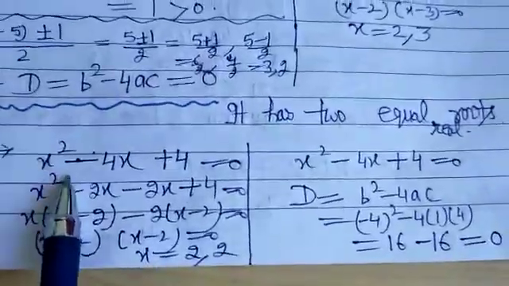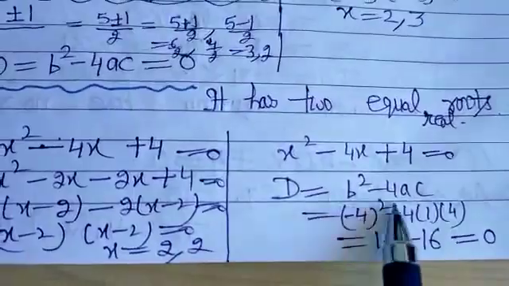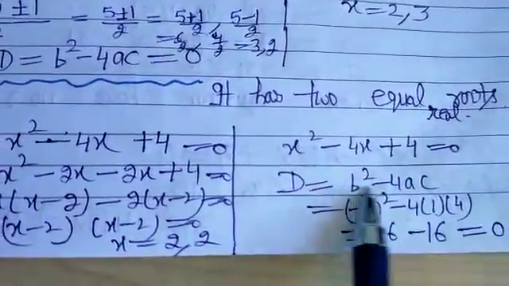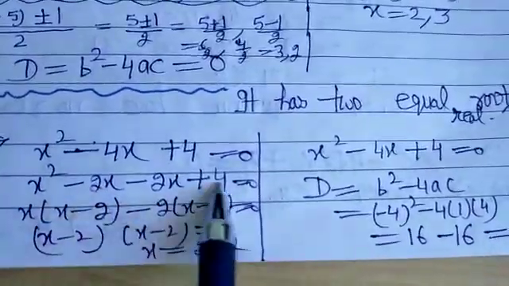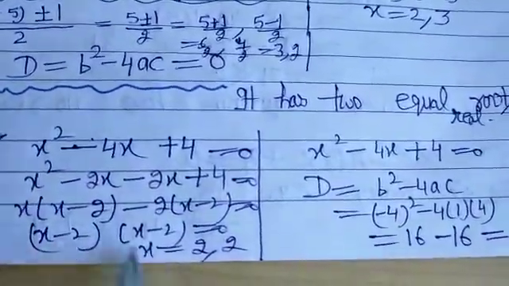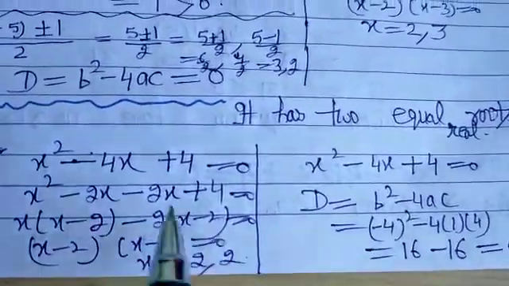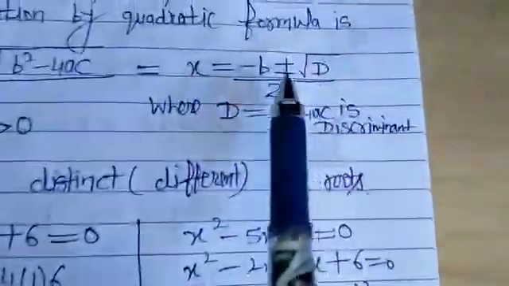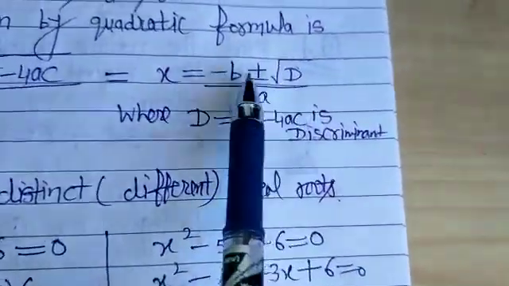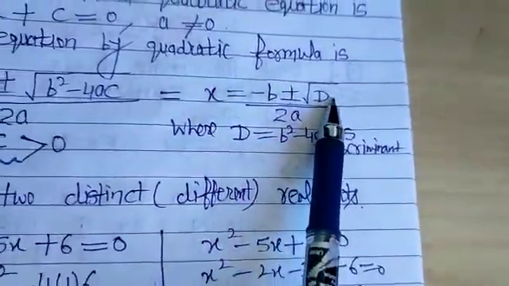For example, x square minus 4x plus 4 equal to 0. When we solve it, you calculate the discriminant b square minus 4ac, its answer is coming 0, and we have solved this by splitting the middle term. So you will see the two same real roots are coming, x is equal to 2 and 2. So if the discriminant is 0, there is no addition and subtraction in the quadratic formula. So if no addition and subtraction, it means we have same real roots.